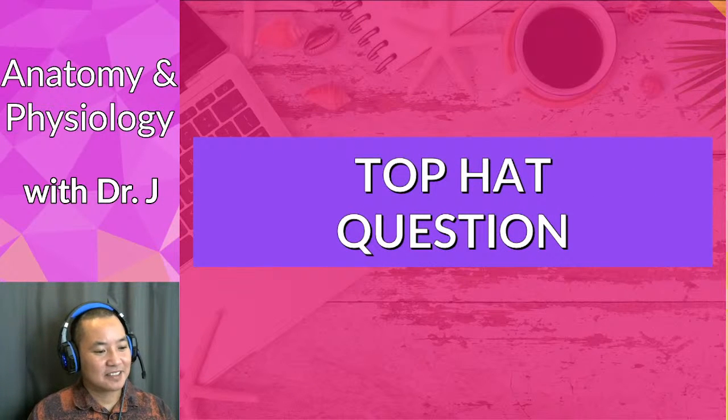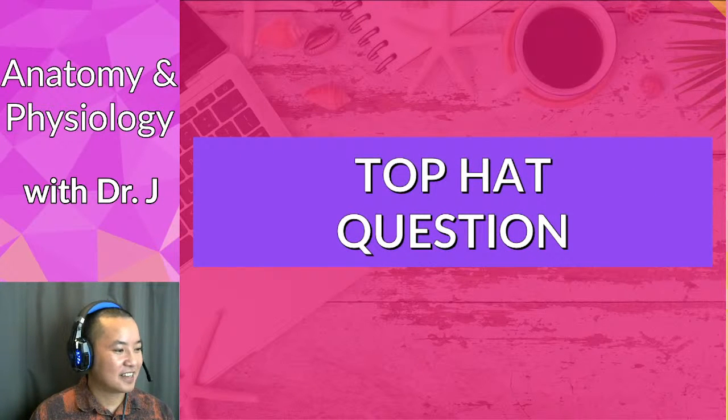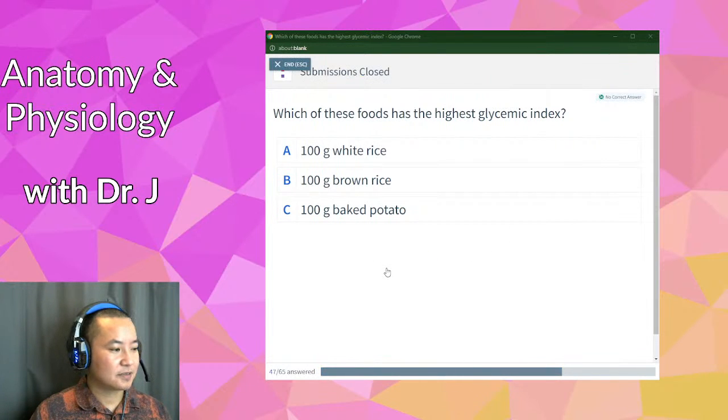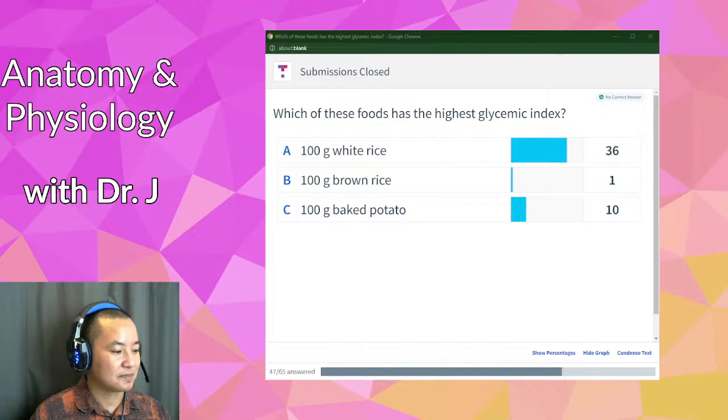Alright, so let's go back to Top Hat and ask a little question, hopefully it works this time. Which of these foods has the highest glycemic index? I controlled for weight, so say you have 100 grams of white rice, 100 grams of brown rice, or 100 grams of baked potato. Which do you think is going to spike your blood sugar the most, giving you the highest spike in the fastest time? Okay, let's see what the responses are. Most of you said white rice would have the highest glycemic index. Second place, a potato. Last, brown rice.